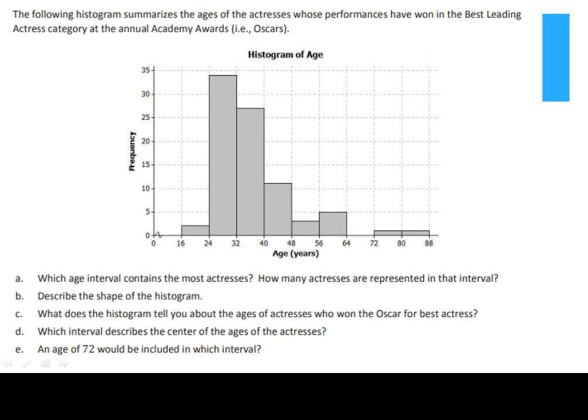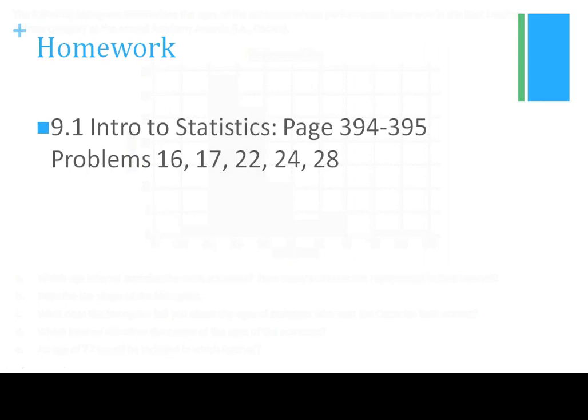This concludes the video. The homework assignment can be found on eCampus. 9.1, pages 394 to 395, problems 16, 17, 22, 24, and 28. You may submit your homework via picture photo and email it directly to me, or write your responses into the email when you send the correspondence. However, a printed copy of the homework is not necessary, and photo images of your notebook with work could be used instead.